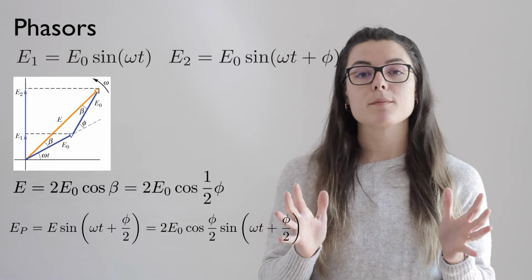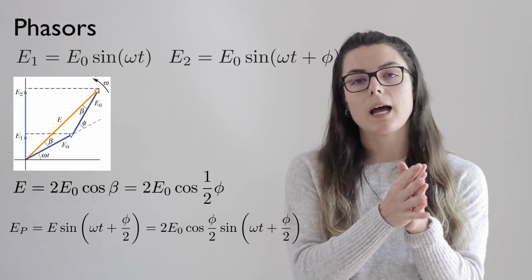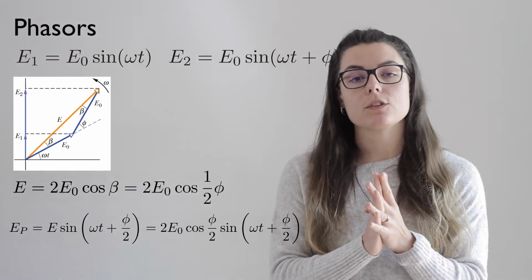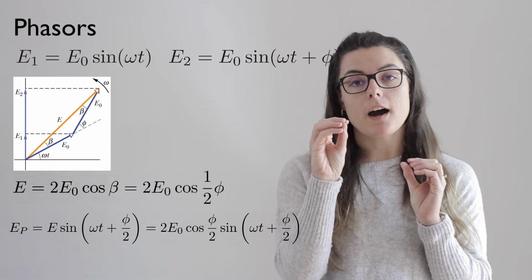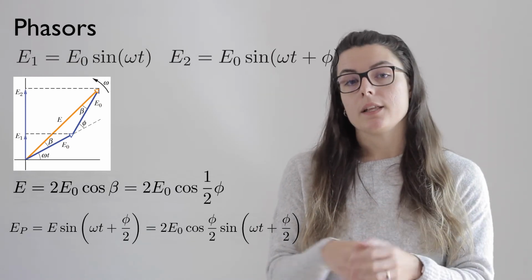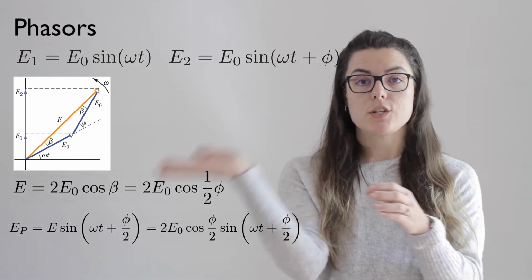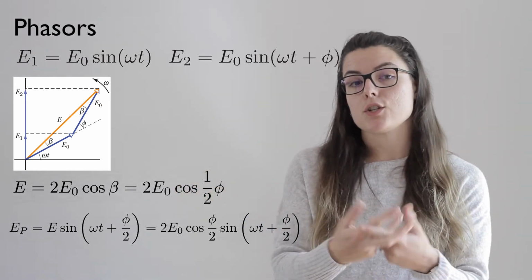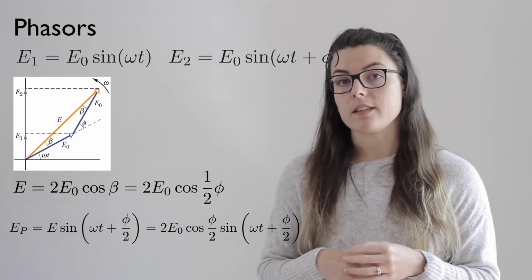So what we can get from this equation is that we have some projection, EP, and it has a magnitude that is given to us by 2E naught cos phi divided by 2. And so our sine omega t plus phi divided by 2, that's our changing orientation, but the magnitude is given to us by this 2E naught cos phi divided by 2.